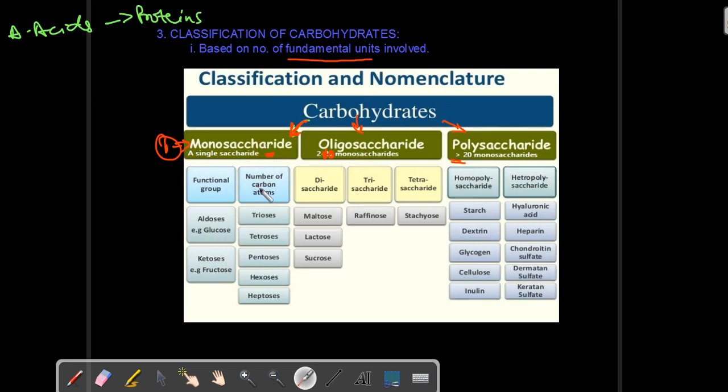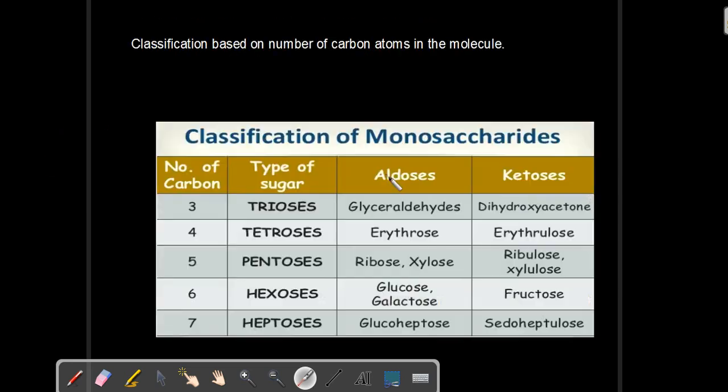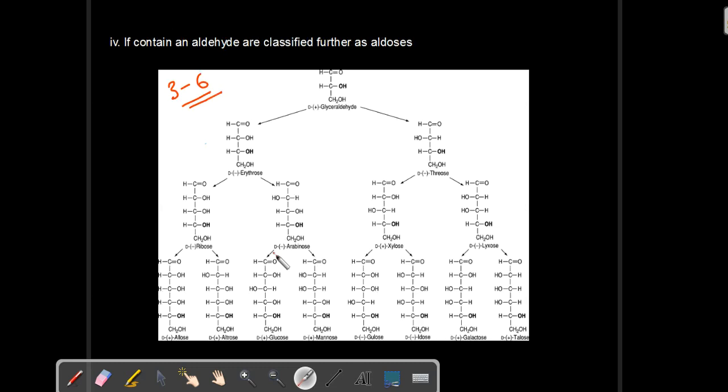Now monosaccharides can also be classified on the basis of the number of carbon atoms present in them. If a monosaccharide has only 3 carbon atoms in it, we call it a triose. If it has 4 carbon atoms, it is called a tetrose. If it is 5, we call it pentose. 6 is hexose, 7 is heptose, and 8 is an octose. And let us look at a couple of examples here.